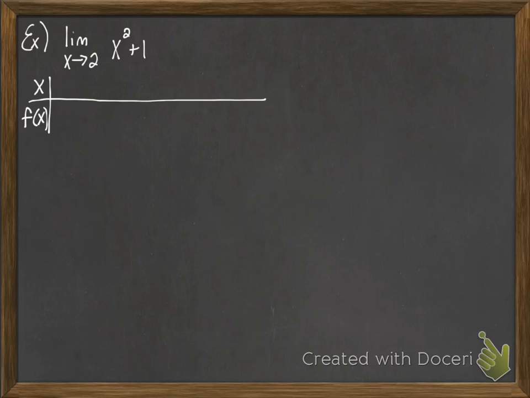So let's first start with some values smaller than 2. Like 1.9. And then 1.99. That's even closer. And then 1.999. And then I'm going to put 2 here, and I'm going to put a little dash inside my chart because I'm not worried about what happens at 2.